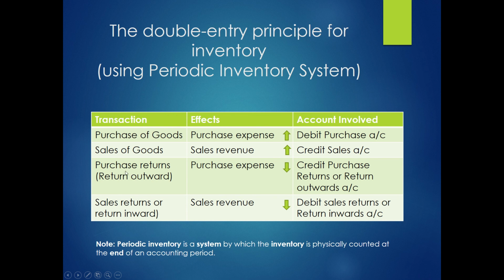Number 3, purchase return or return outward. The effect is purchase expense decrease. Account involved is credit purchase return or credit return outward account. Number 4, sales return or return inward. The effect is sales revenue decrease. The account involved is debit sales return or debit return inward account.